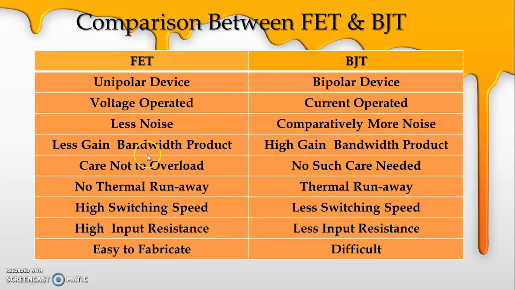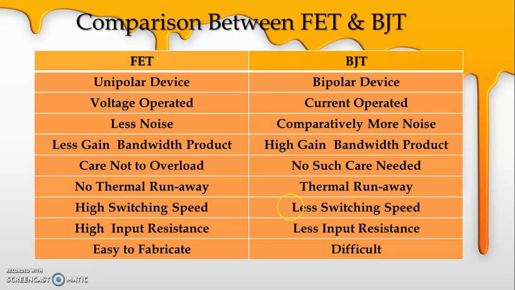In case of field effect transistor, the gain bandwidth product is less, and that is a disadvantage, while in case of BJT, the gain bandwidth product is high. We have to take care in case of field effect transistor that it should not be overloaded, while in case of BJT, no such care is required. In field effect transistor there is no thermal runaway, and that is an advantage, while in case of BJT we can observe thermal runaway.